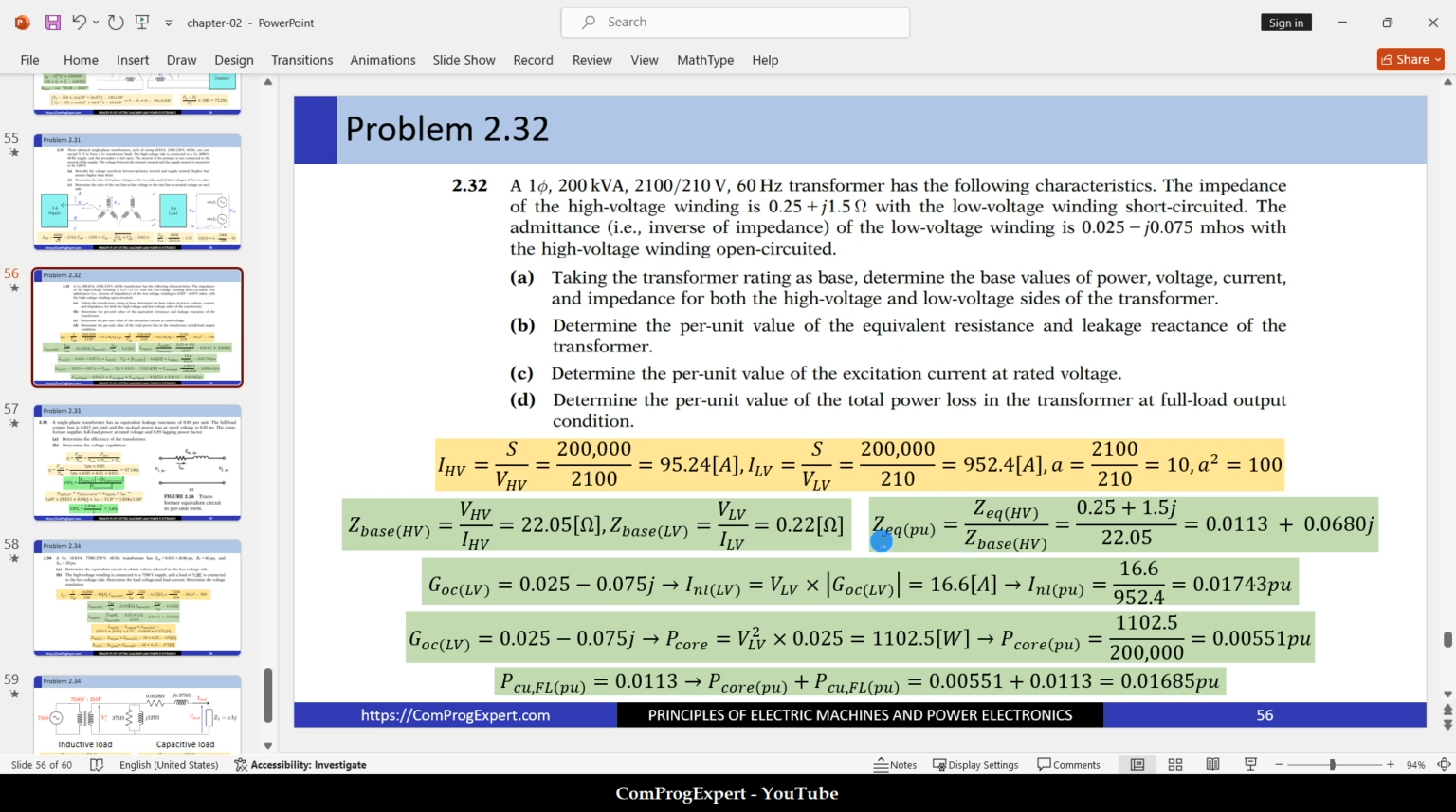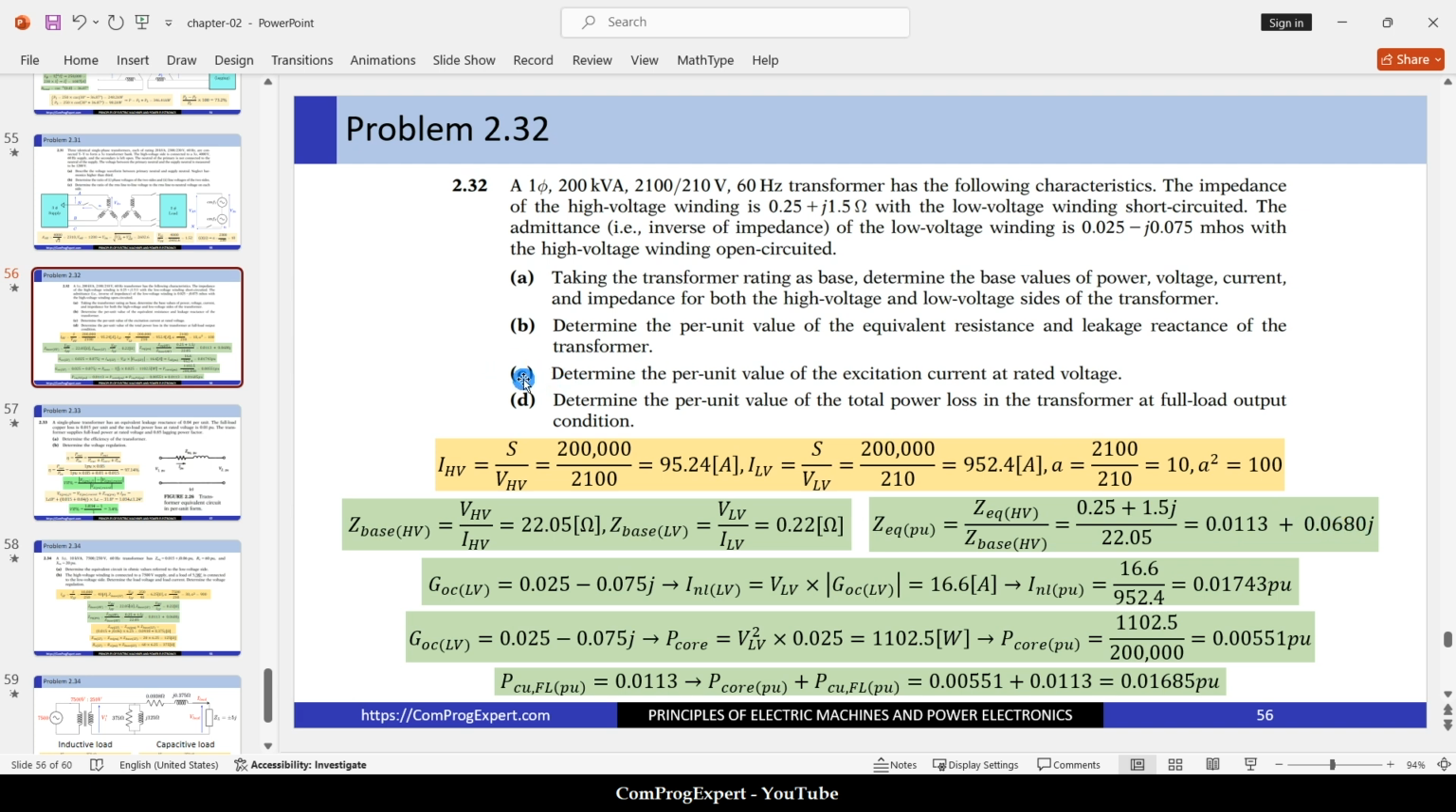And to calculate the Z equivalent in per unit, we need to divide the Z equivalent for the high voltage by the corresponding base impedance. Base impedance of the high voltage side, not low voltage. So here we have the per unit equivalent impedance. This is the per unit equivalent resistance, and this is the per unit equivalent leakage reactance.